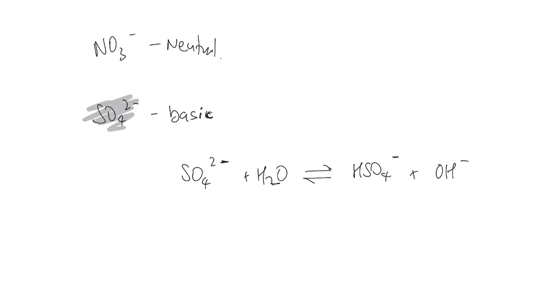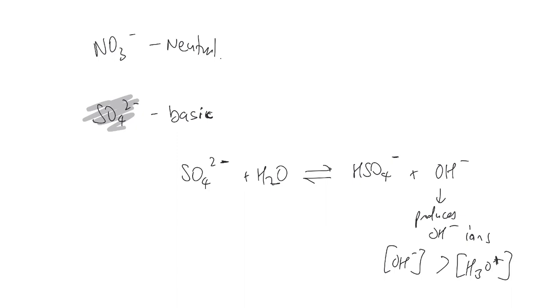Once you do that, you also have to state that it produces OH minus ions, and then you have to say that the OH minus ion concentration is greater than the H3O plus concentration. This concept, where one is greater than the other, is the definition of basic. So if it says, why is sulfate ion basic? This is what it does with water, and so it produces OH minus ions, and therefore the OH minus ions are greater than H3O plus.